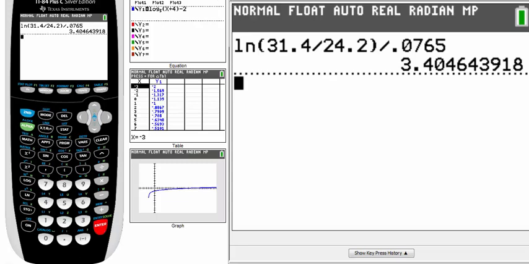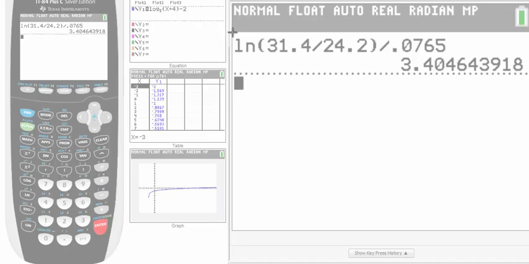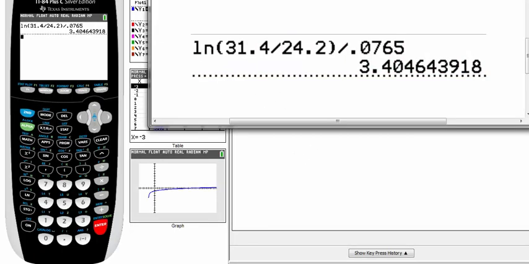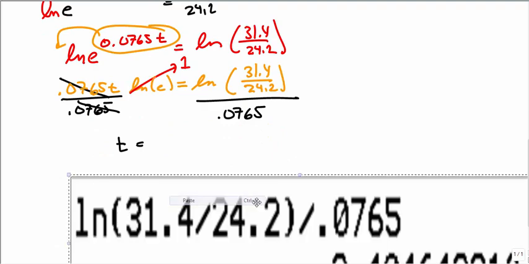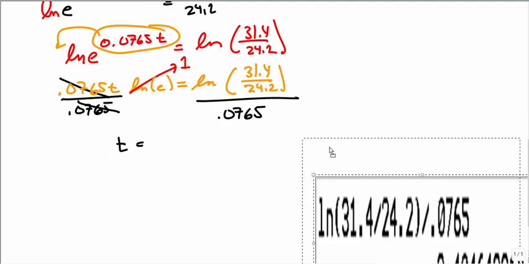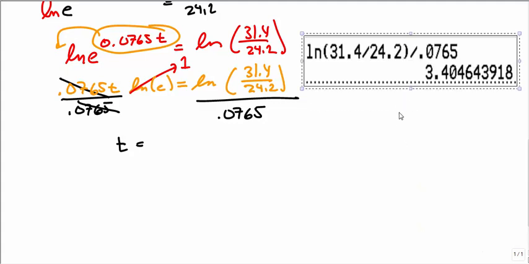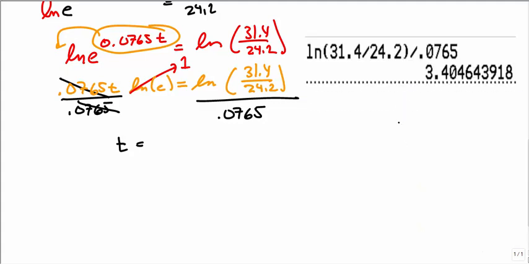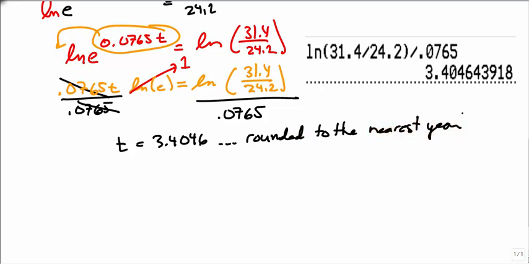There are other ways to solve this too, and I'll give you a couple of other options. As my decimal approximation, I get 3.4046. Now the direction will be something like round to the nearest year. If we round this to the nearest year, it looks like my options would be 3 or 4.